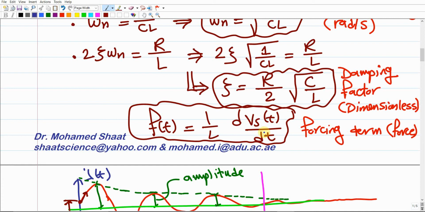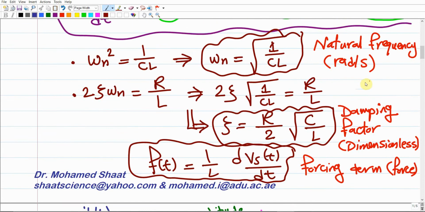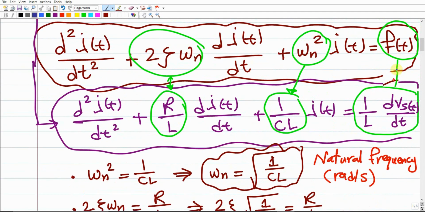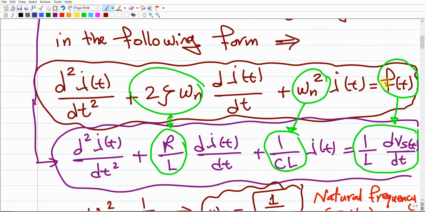In case that we have DC voltage, it means that the voltage will be constant. It means that this term is definitely going to be 0. So we're going to end up with f of t being 0, and in this case we end up with a homogeneous second order ODE.